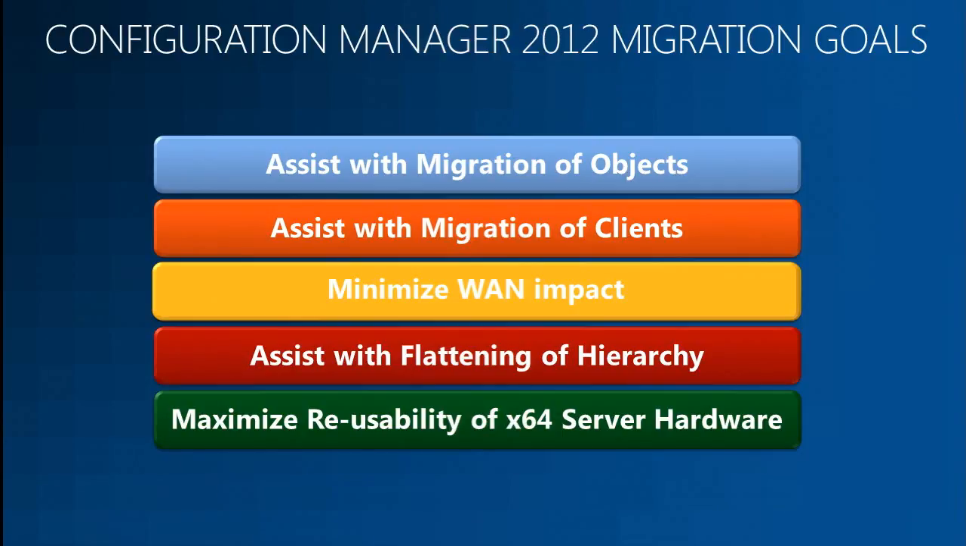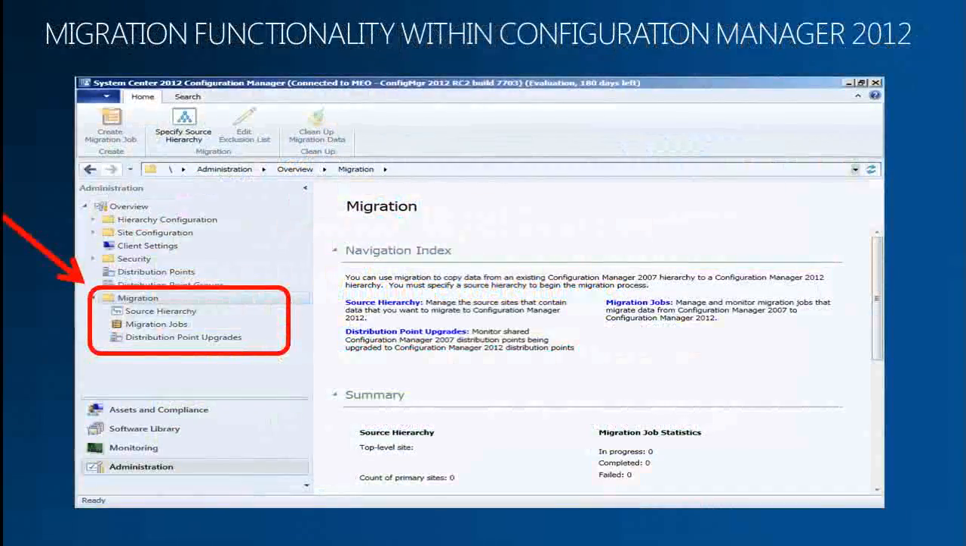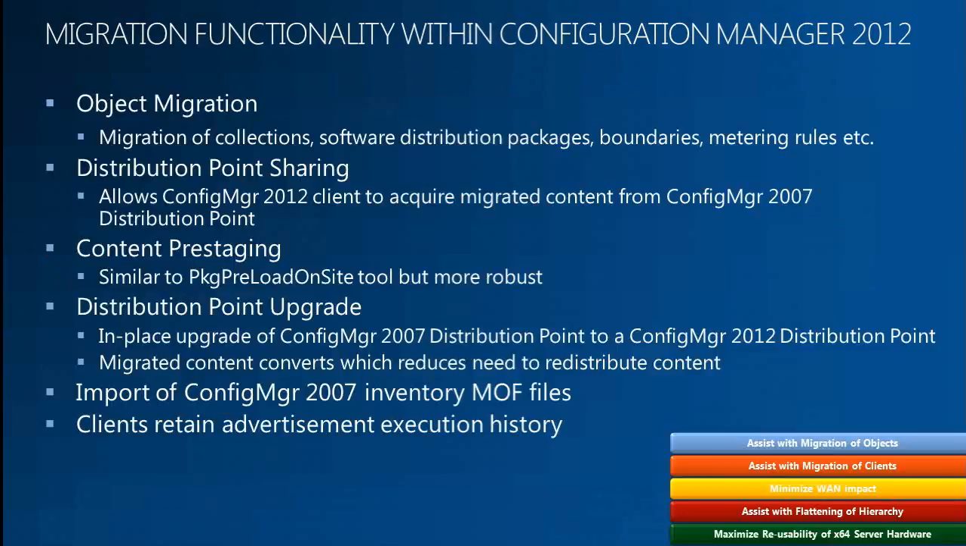And so the goals that we had: assist with the migration of objects and clients, minimize the WAN impact while we're doing stuff. Content's already down there, so why do we need to re-push it? It's pretty much the same. Assist with flattening your hierarchy and simplification, and then reusing the 64-bit hardware that's down there and leveraging that. So these are our goals. And these goals ended up being front and center, in that we implemented within the product a migration feature set. And within that, there's quite a few different things that we provide in terms of migration.